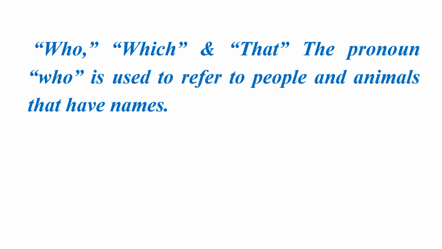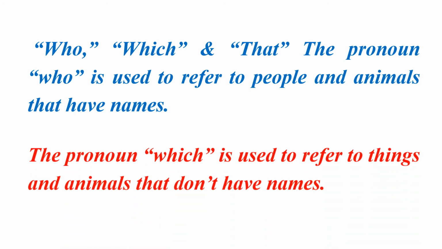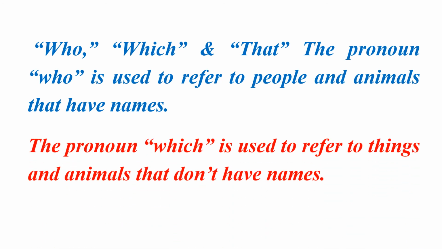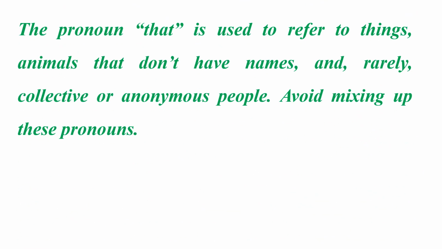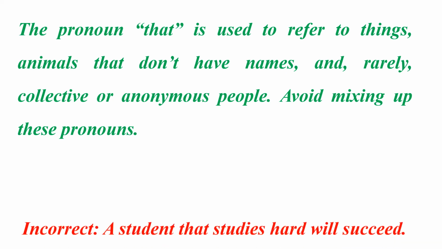Let's have another type of use of who, which and that. The pronoun who is used to refer to people and animals that have names. The pronoun which is used to refer to things and animals that don't have names. The pronoun that is used to refer to things, animals that don't have names, and rarely collective or anonymous people. Avoid mixing up these pronouns.